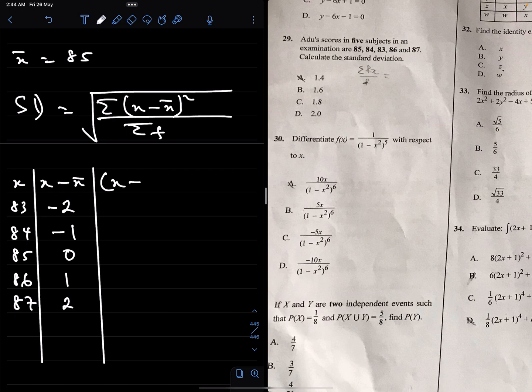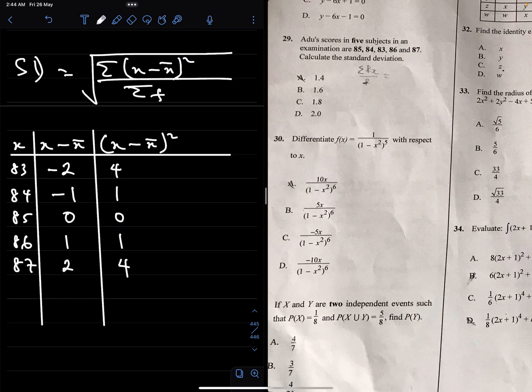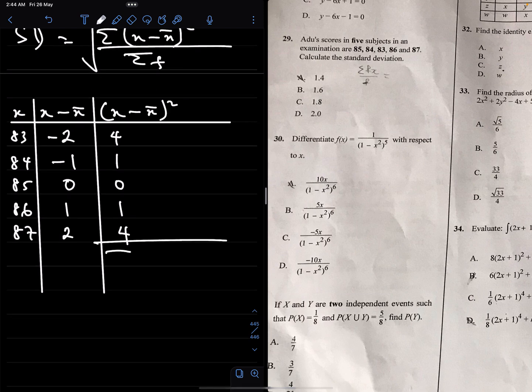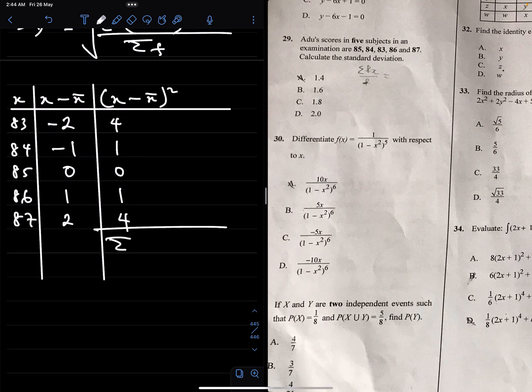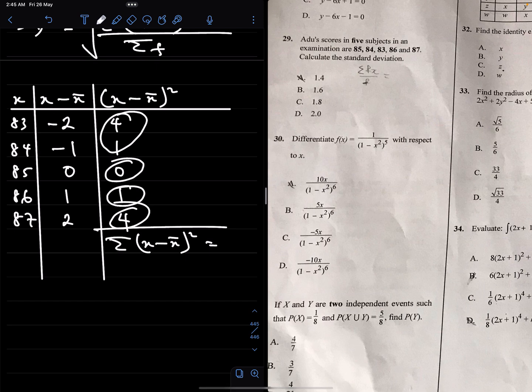Now x minus mean all squared. X minus mean squared will be minus 2 squared, that's 4, minus 1 squared is 1, 0 squared is 0, 1 squared is 1, 2 squared is 4. Now we have all we need. Let me find summation x minus mean all squared, the sum of all the entries on this column: 4 plus 1 is 5, plus 0 is 5, plus 1 is 6, plus 4 is 10. So summation x minus mean squared is 10.